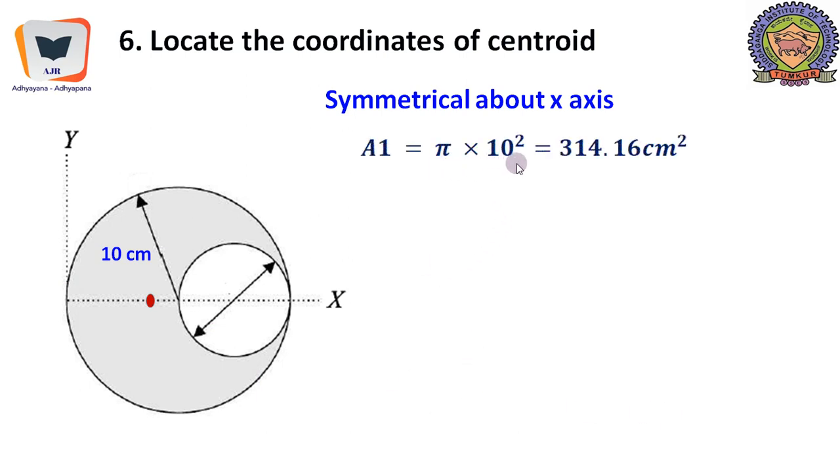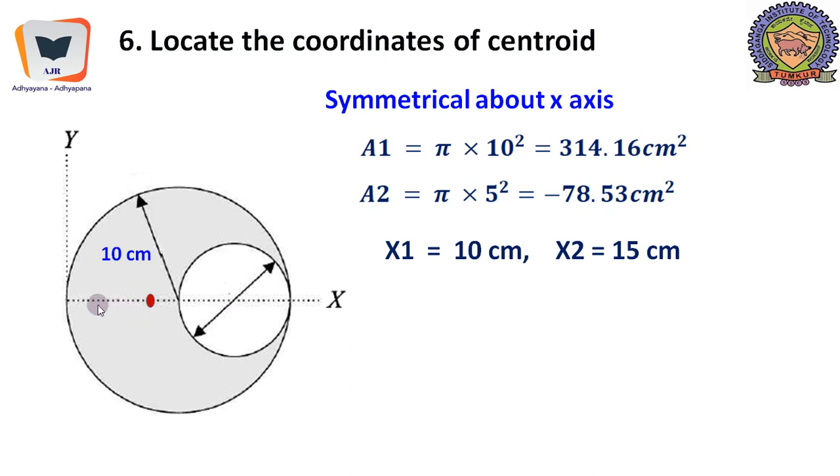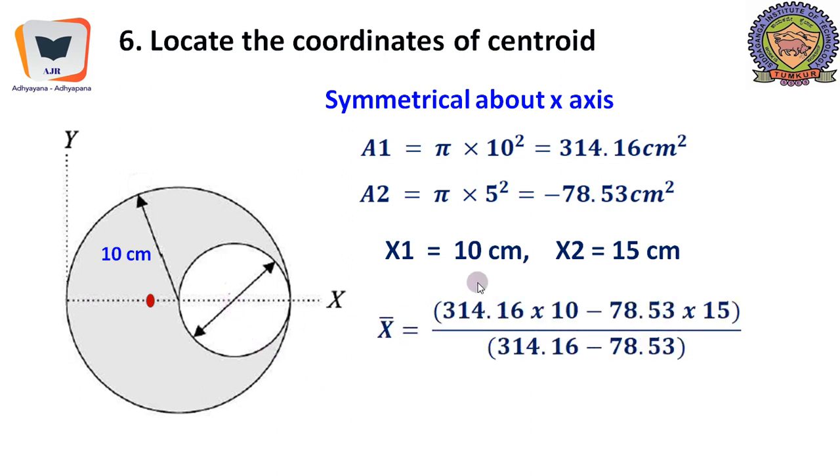A1 is pi r square, that is 314.16 centimeter square. A2 is pi into 5 square, pi r square, because the diameter is 10 centimeter, the radius would be 5. So minus 78.53 because it is a punch, there is no area. x1 is 10 centimeter from here till here. So this is the centroid of the circle, and here is the centroid of the other circle. So that is 15 centimeters. From here till here it is 5, from here till here it is 10, 10 plus 5 is 15. Therefore A1 x1 minus A2 x2 divided by A1 minus A2 will give us 8.33 centimeters.